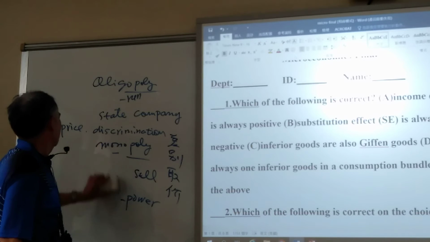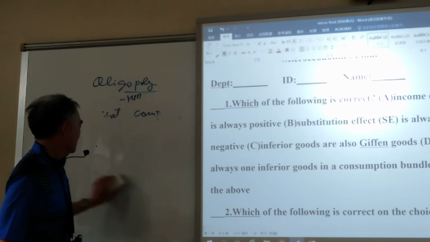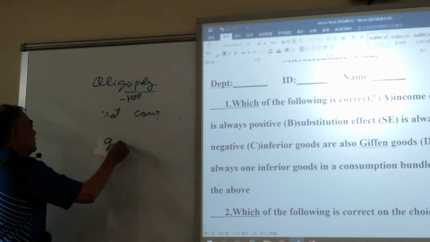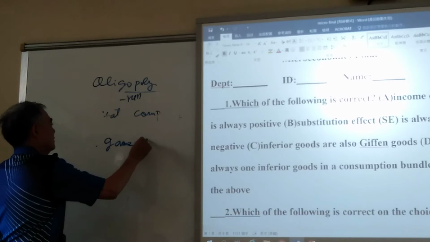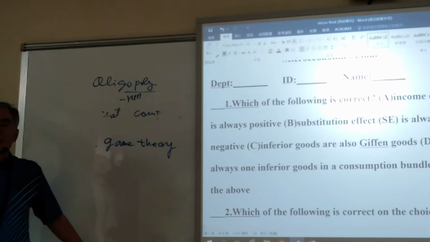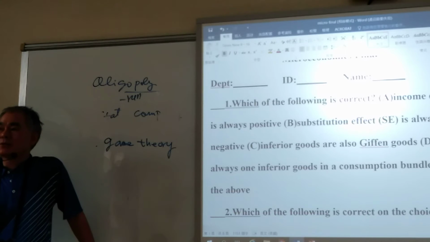It is called game theory. Even though it is called game theory, sometimes it can be very serious. For example, the situation between Russia and Ukraine.